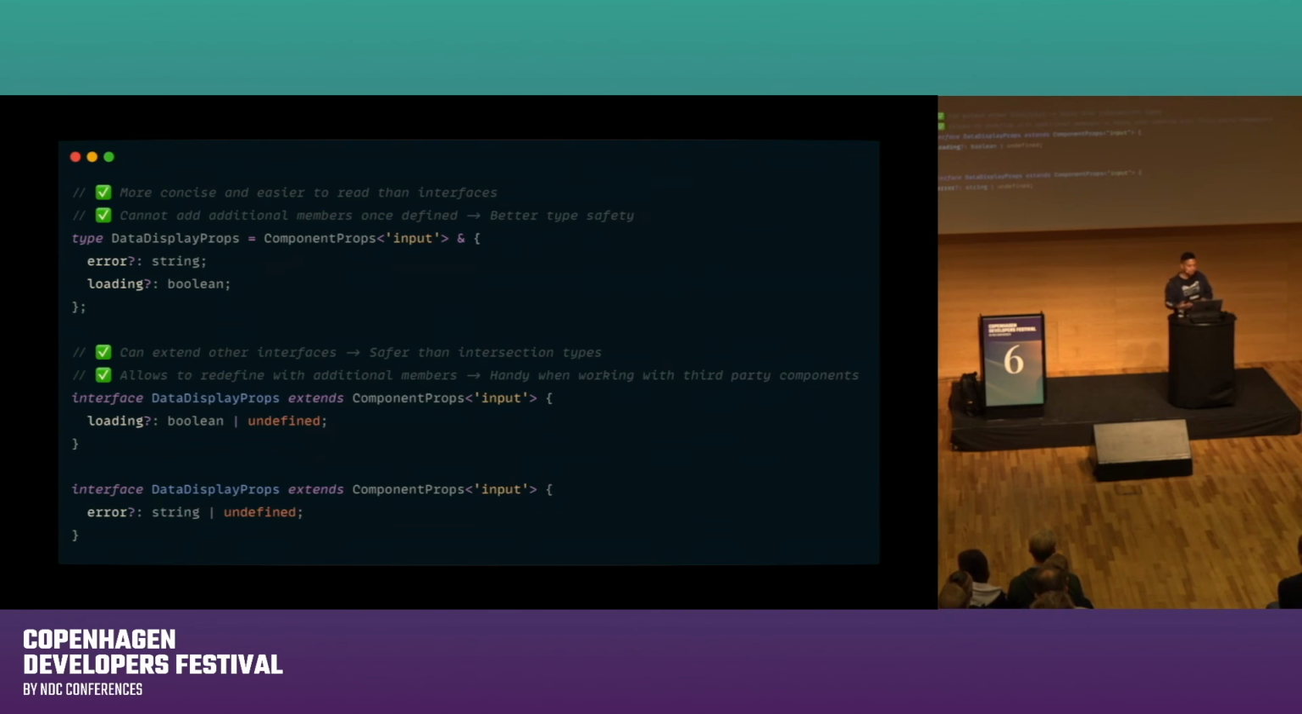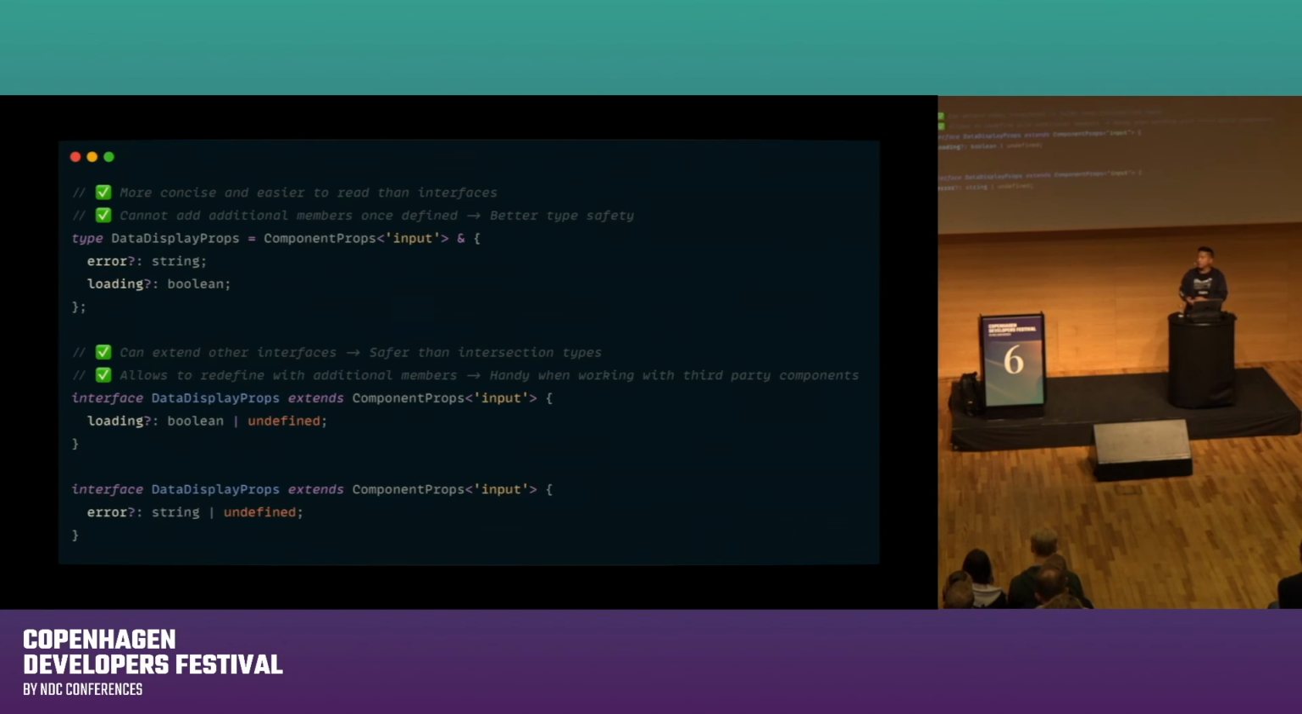Interfaces can extend other interfaces, which makes them slightly safer than, I think, intersection types, because it makes it impossible to accidentally overwrite anything, and it allows you to enhance them with additional members easily. That is useful when you work with libraries that are not yours, so with third-party projects, because you can just redefine the type in a definition file and reuse them as they are.